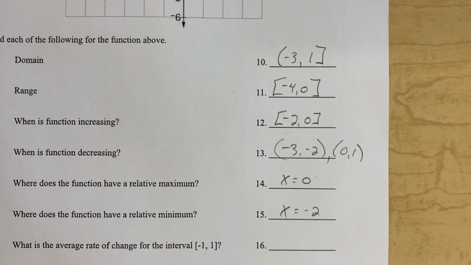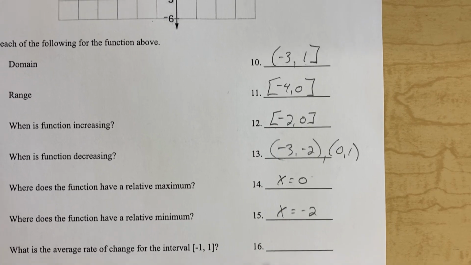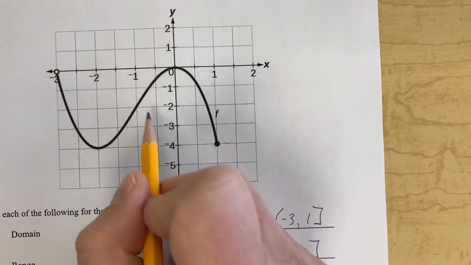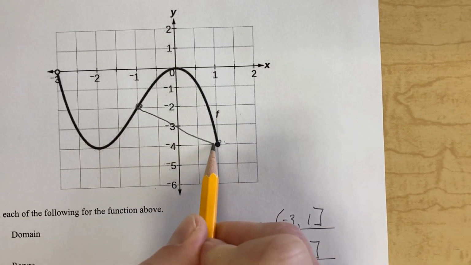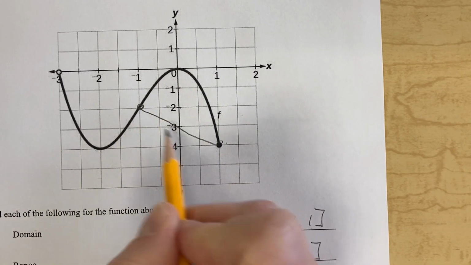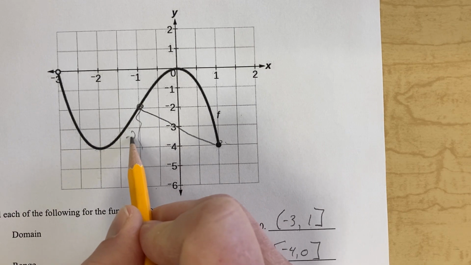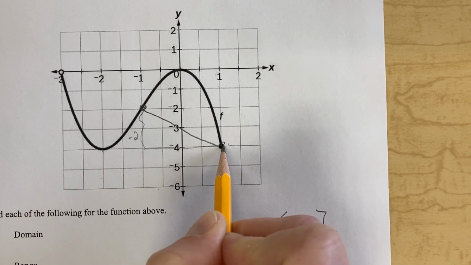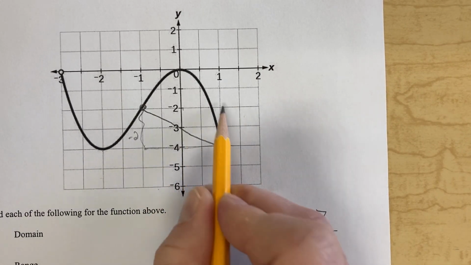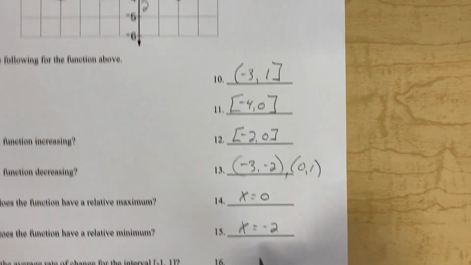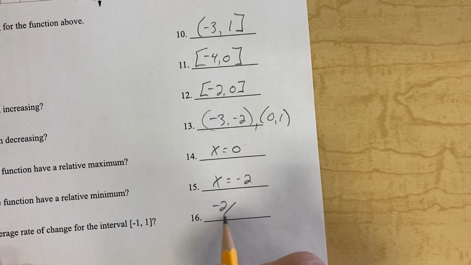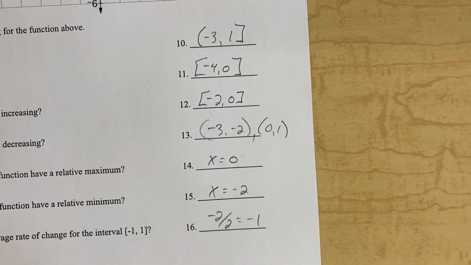Okay. And then the last one, what is the average rate of change from -1 to 1? So if I go from -1 to +1, I'm looking for the slope of this line. This line went from -2 to -4, so it went down 2, and it went over, and this is where it's deceptive, because from -1 to 1 is also 2. The scale is different than the upper scale. So it went down 2 and over 2, which means the average rate of change was -1.